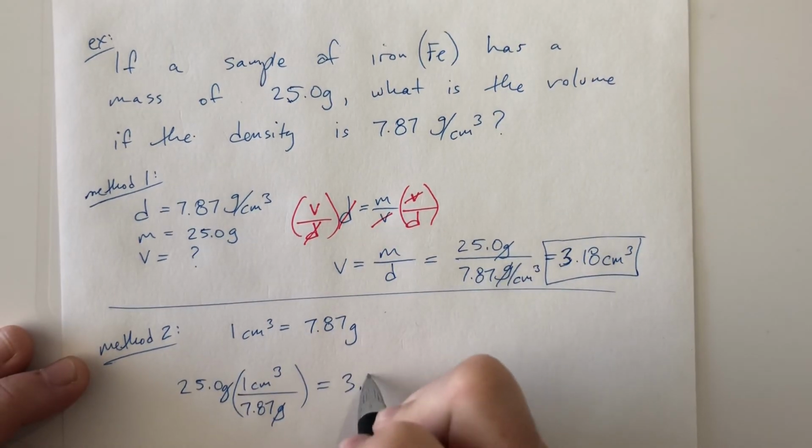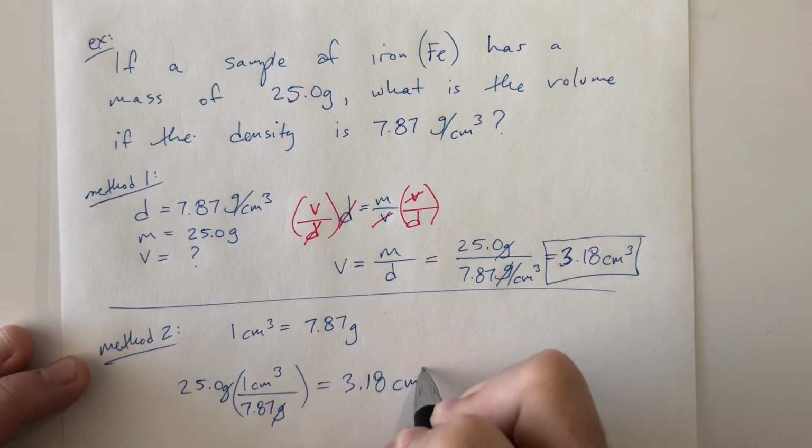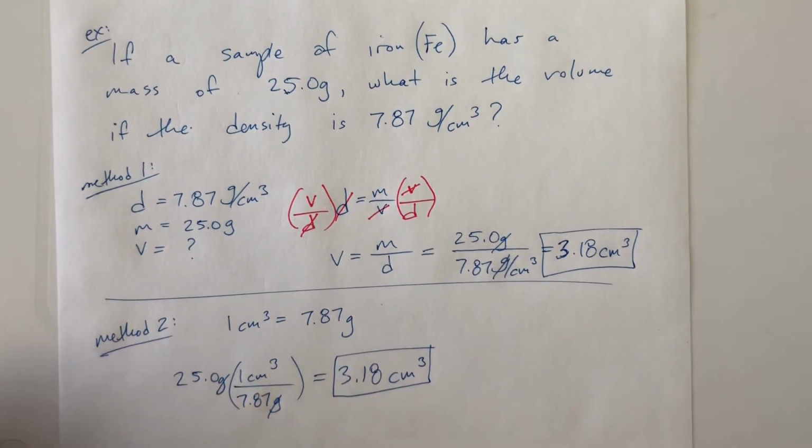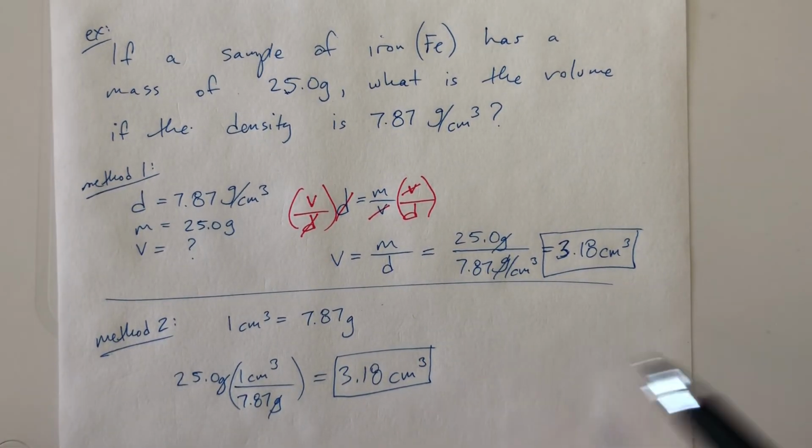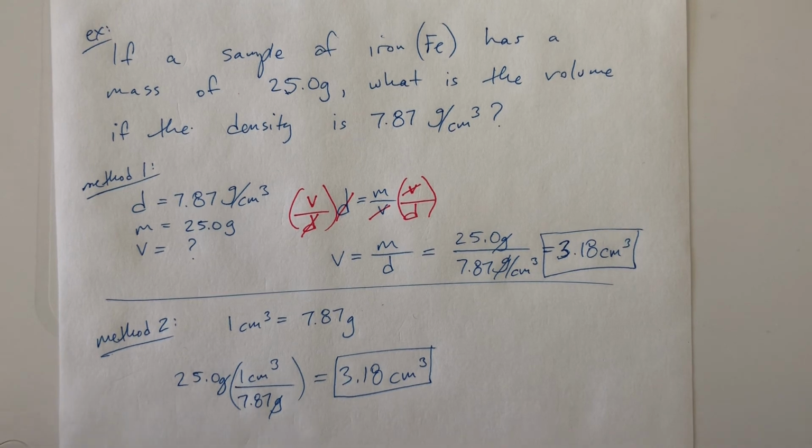So I still get 3.18 cubic centimeters. Okay, sig fig rules still work, units still work. So we get consistent answers. I'm happy with either one. Just do whichever one makes the most sense to you.